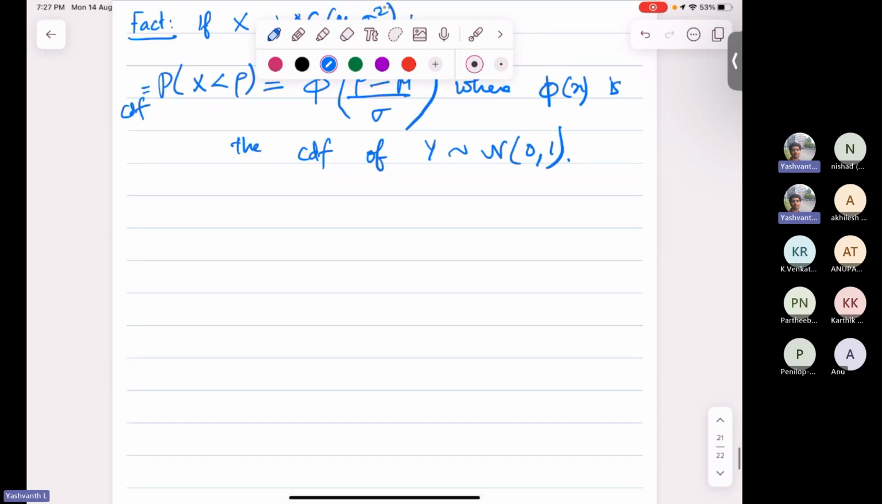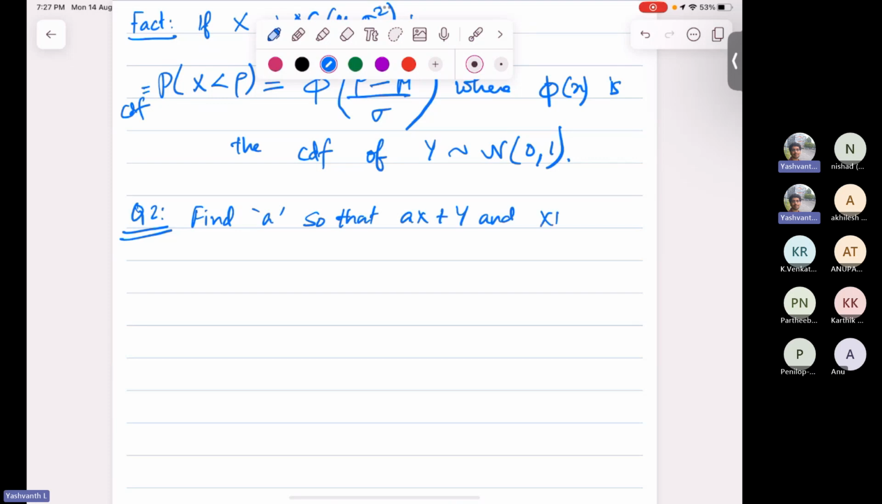Now the second question is: find A so that ax plus y and x plus 2y are jointly Gaussian.